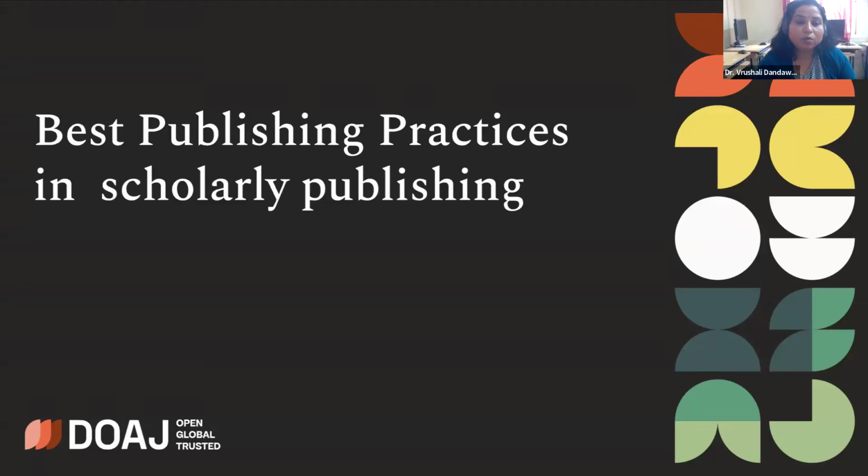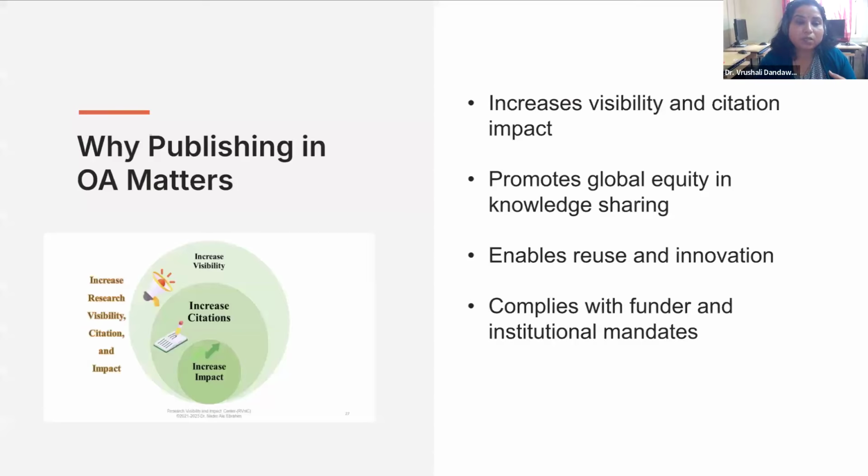Now we'll go to the best publishing practices in scholarly publishing. What are the practices? Why does publishing in OA matter? Because it increases the visibility and impact of the research, of a particular author or journal. That's why publishing in OA matters.